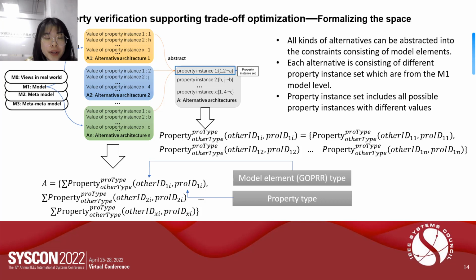Based on the theoretical basis, all kinds of alternatives can be extracted into the constraints consisting of model elements. Each alternative consists of different property instance sets, which are from the M1, the model level. And the property instance set includes all possible property instances with different values in the formalization. The subscript other type refers to the type of the 5 mathematical models, and the superscript protype refers to the type of property instance such as string, real, integer.